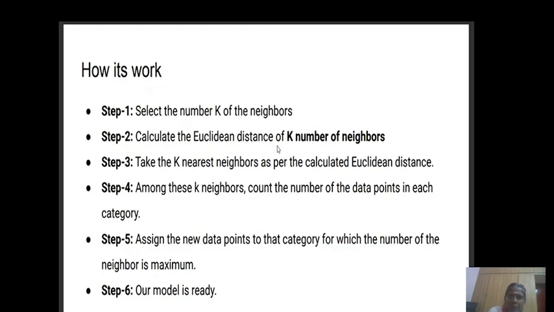Then calculate the Euclidean distance to the k number of neighbors. Then take the k nearest neighbors as per the calculated Euclidean distances. Among these k neighbors, if I take k equal to 5, among these 5 neighbors, count the number of data points in each category. Assign the new data point to the category for which the number of neighbors is maximum. Then our model is ready to predict whether the new data belongs to the red category or to the blue category.